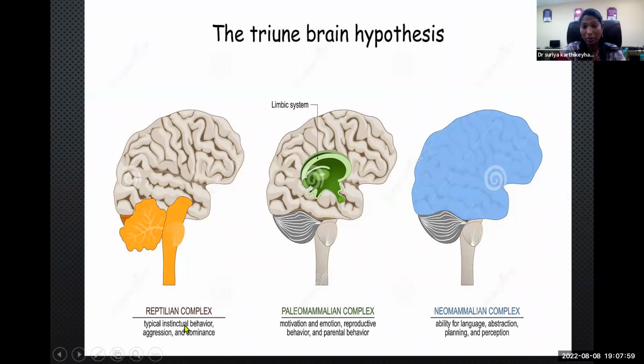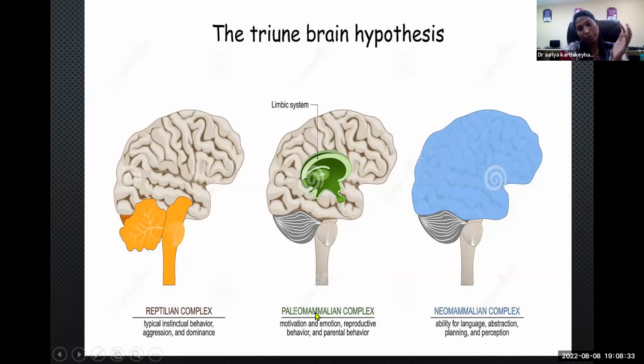Our brain typically has instinctual behavior. We don't have any particular or grouped things. Our brain has instinctual behavior, and we are aggressive, beating, killing the animals. We have to survive, and because we have to survive, we have to kill the animals. We have aggressive behavior, and then we are dominant. Among the reptiles, we should be very dominant. That is called dominant nature. So this is about the reptilian complex.